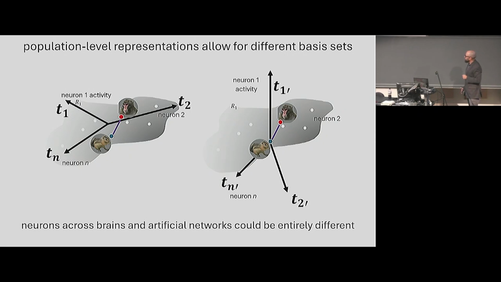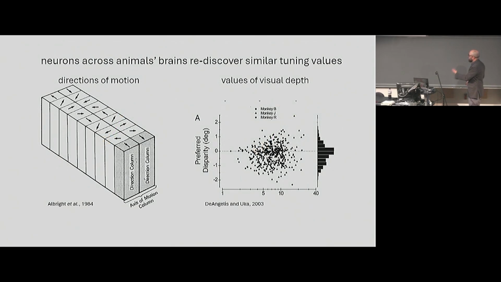Is this true? I mean, the fact is that the last 70 years of electrophysiology recordings in the brain suggest that neurons do seem to rediscover similar kinds of tuning features, and also values within those features, things like directions of motion, disparity values. It seems like you observe them from brain to brain.